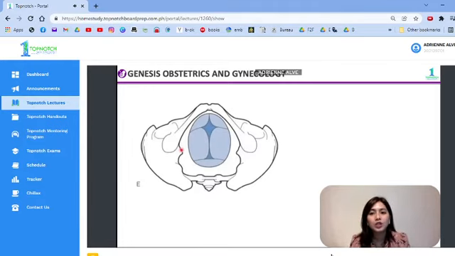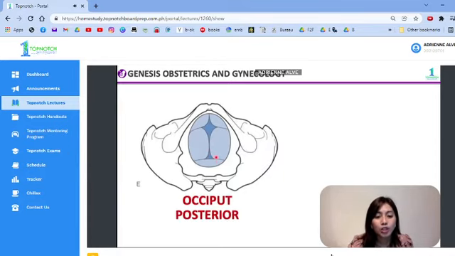So if I vertex, binigay ko sa inyo vertex presentation, since yun naman yung most common, ano yung position natin dito? Again, huwag tayo malilito, hindi ito. Although ito yung mas malaking fontanelle, hindi ito yung ating arbitrarily chosen structure. What we look for instead is the triangular shape or the posterior fontanelle. Okay? So ito ay occiput posterior.